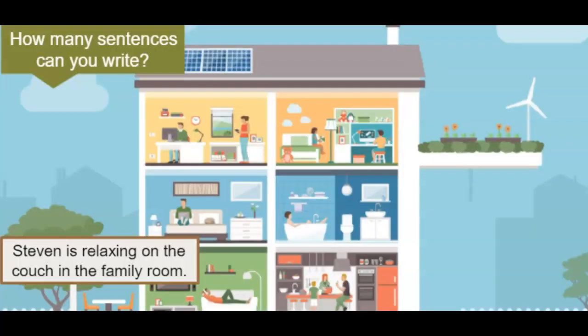All right, now you can write some sentences. How many sentences can you write? For example, it can be, Stephen is relaxing on the couch in the family room. We can see him here. He is relaxing on the couch in the family room.